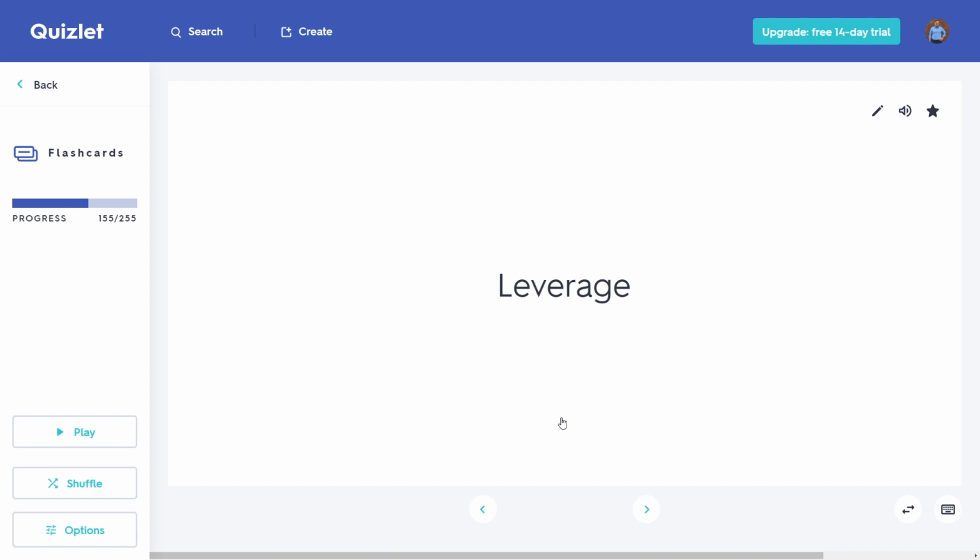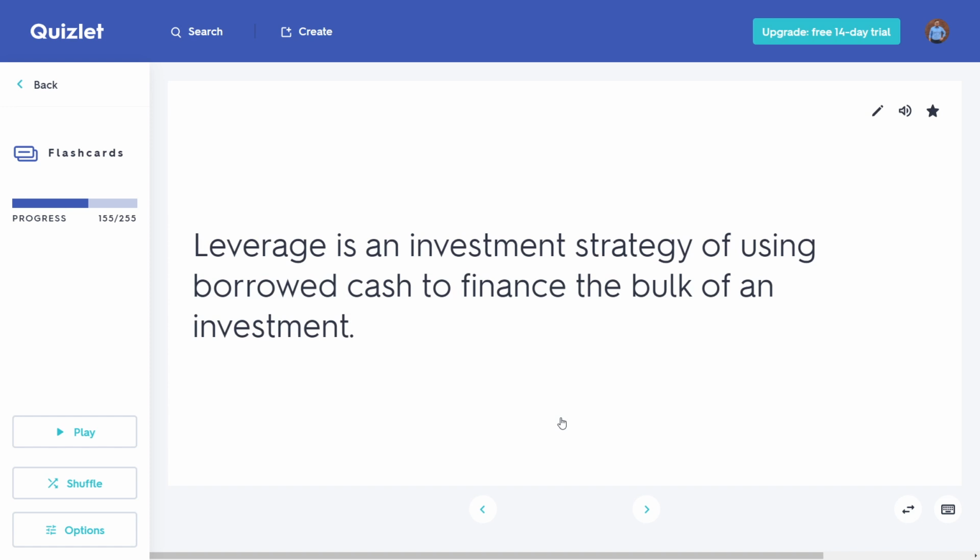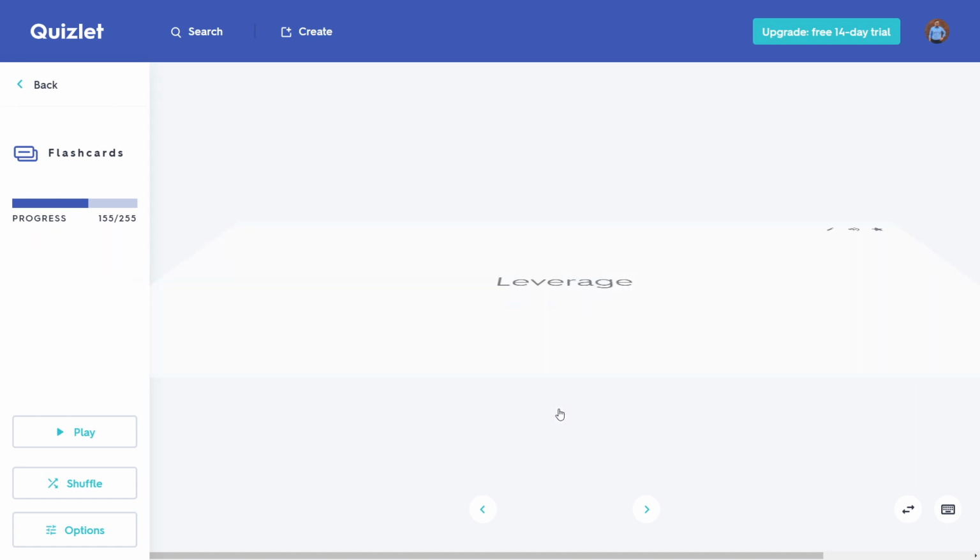All right, guys, what is leverage? Well, leverage is an investment strategy of using borrowed cash to finance a bulk of an investment. Again, I've mentioned this in our previous videos. This term has to do with investing, more specifically, real estate investing. And as I mentioned in our other videos, real estate investing terms come up in some states more than others, but nevertheless, it's important to know these types of things.